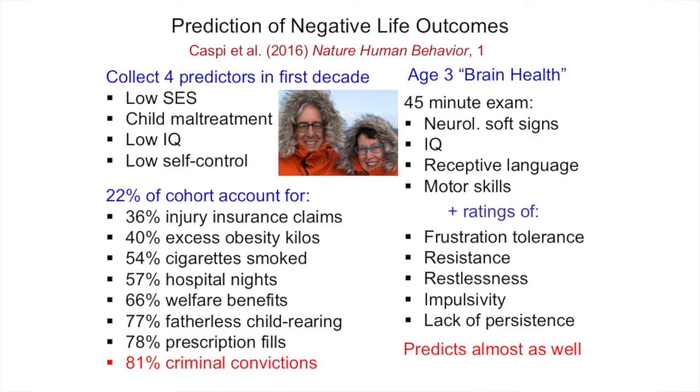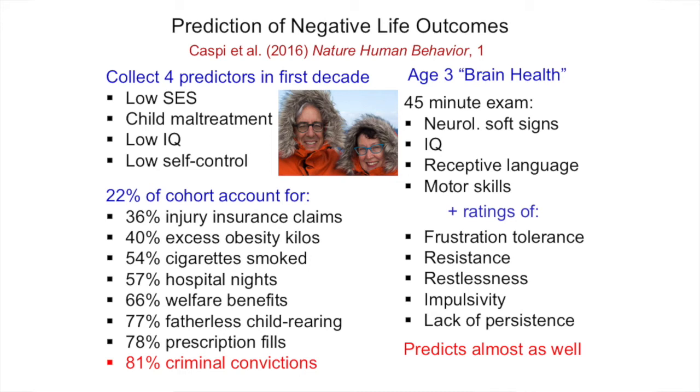And they predicted to a lot of things. So they identified 22% of the cohort who go on to account for 36% of insurance claims. That's not too high, is it? But this small group accounted for 36% of these insurance claims, 40% of excess weight. So a lot of outcomes here. 54% cigarette smoking. That 22% accounted for 54% of all the cigarette smoking in the entire sample. Hospital nights, welfare benefits, fatherless child rearing, prescription fills. But what did it predict best to? Criminal convictions, 81%. And Stephen, we don't have any brain imaging here, no molecular genetics, just good old behavior, right?